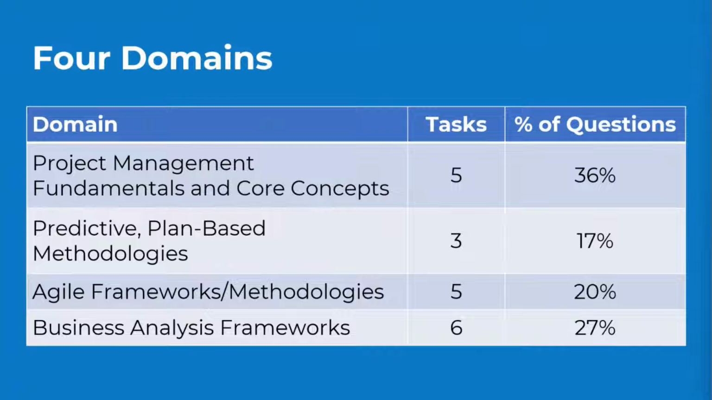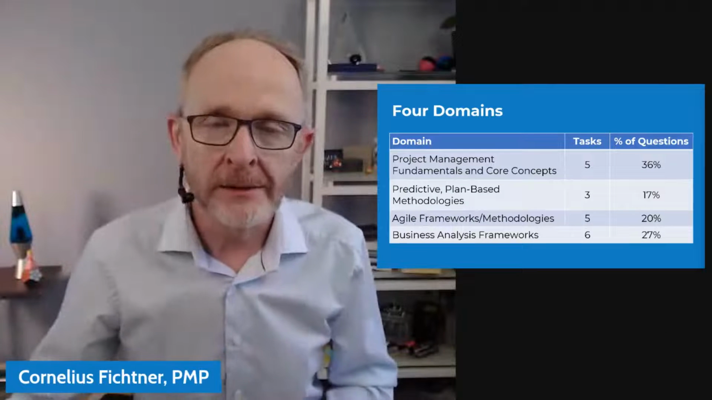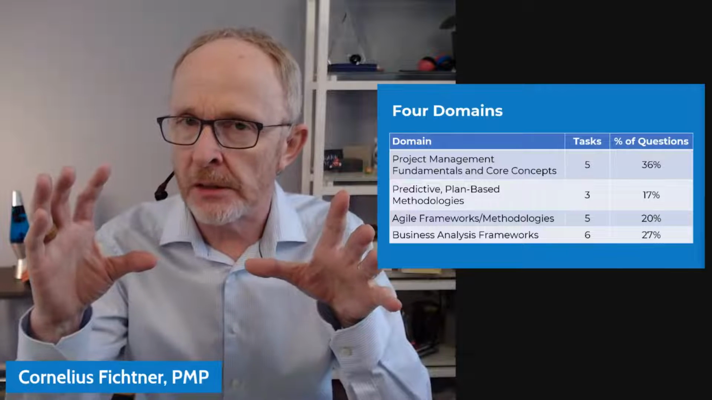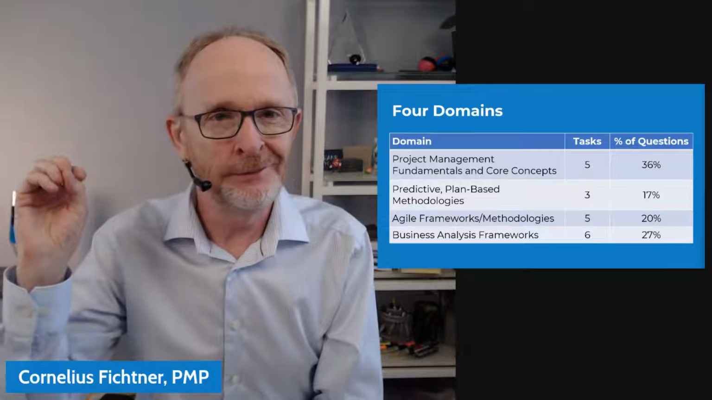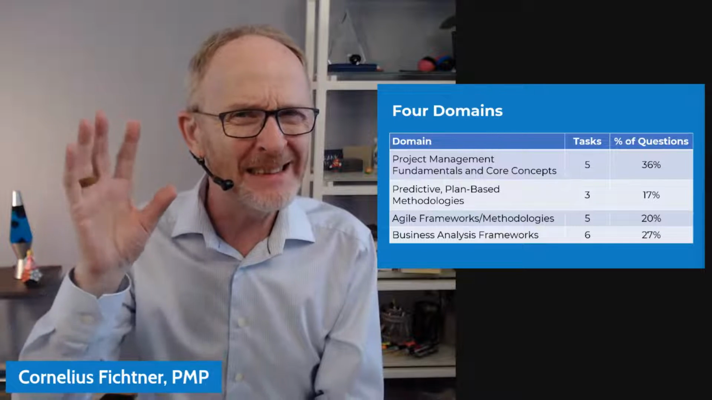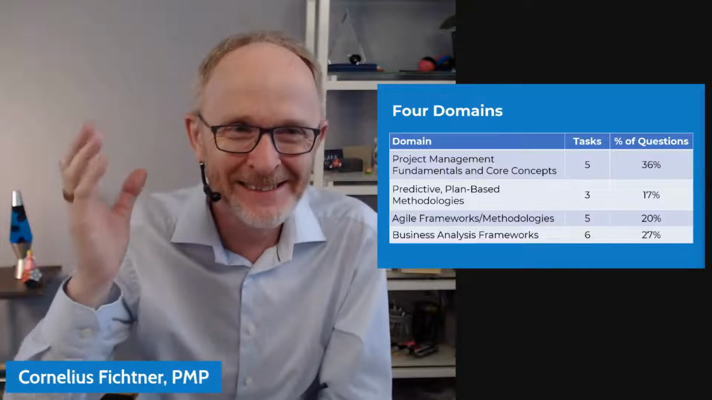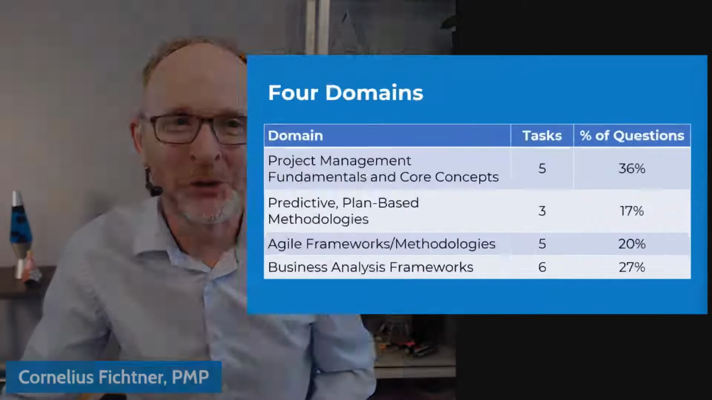So let's take a look at these 4 domains here. These are the 4 domains defined in the ECO. The first domain is project management fundamentals and core concepts. This domain has 5 tasks, and 36% of the questions on the exam will come from that domain. So you have 150 questions on the exam. 36% of that is 40, so about a little less, between 50 and 60. Did I get that right? Something along those lines, right?